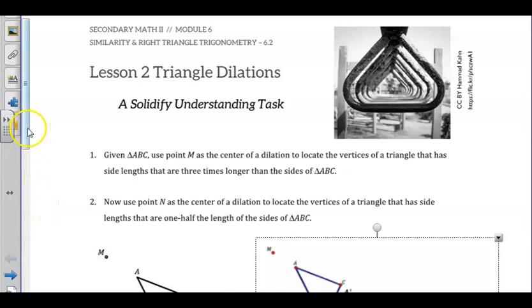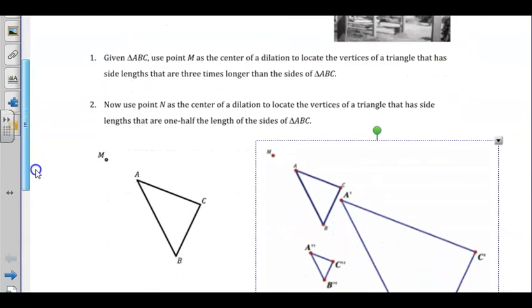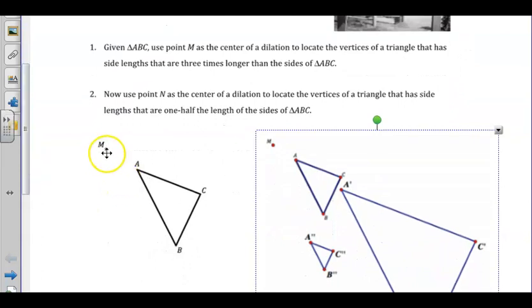In number 1, we are given triangle ABC, and we are asked to use point M located here as the center of dilation. So if you recall from Lesson 1, we use the rubber band stretcher. We would put one point on M, and in this case, we want the side lengths to be 3 times longer than the sides of our original triangle ABC.